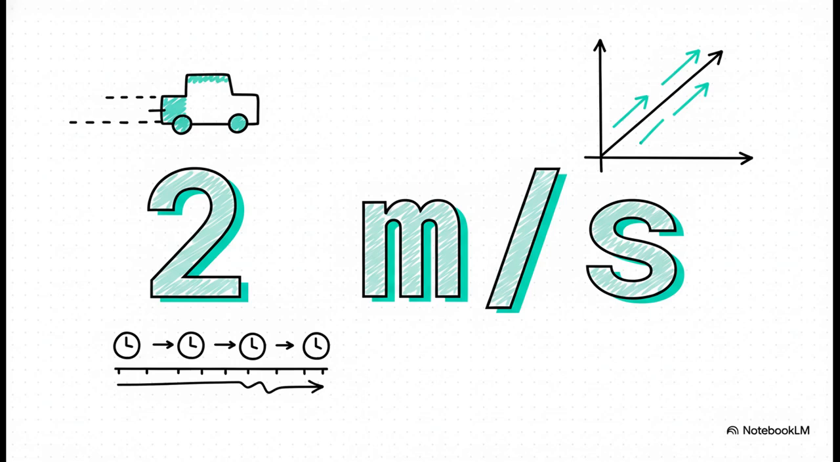Now, that's not just some random number. It tells us something really specific. For every single second that ticked by, our object moved exactly 2 meters forward. That's its speed. Simple as that.